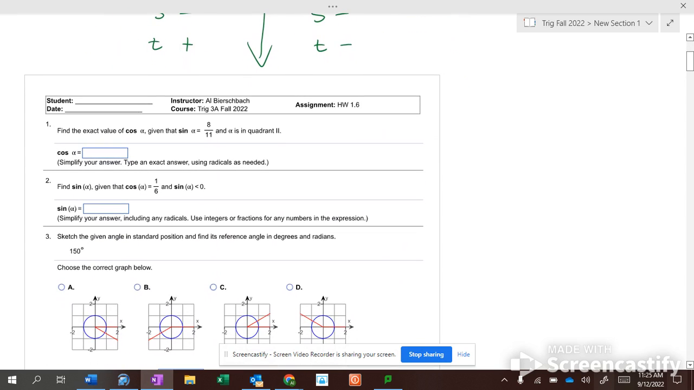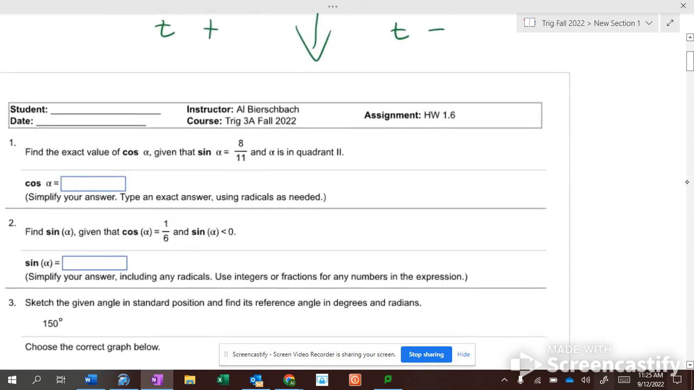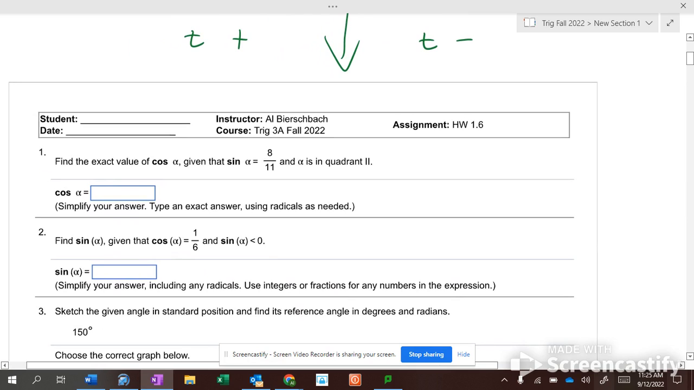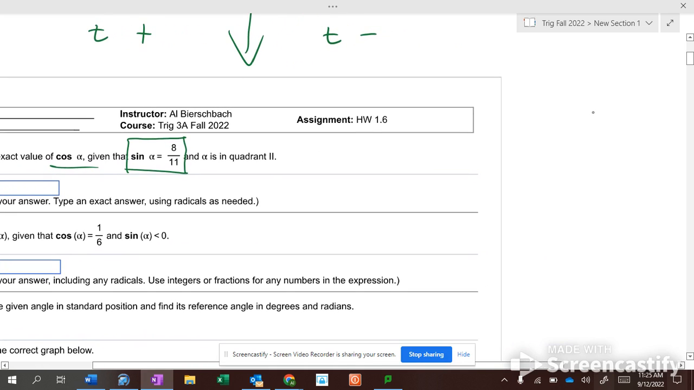Now, let's say we're told that the sine in quadrant 2 is 8/11ths, and we need to find the cosine. Okay, if we're in quadrant 2, just draw a little quadrant out. We're somewhere out here. Does it have to be perfect, exactly where it's at? No. Just draw a triangle out in quadrant 2. And it says the sine is 8/11ths.